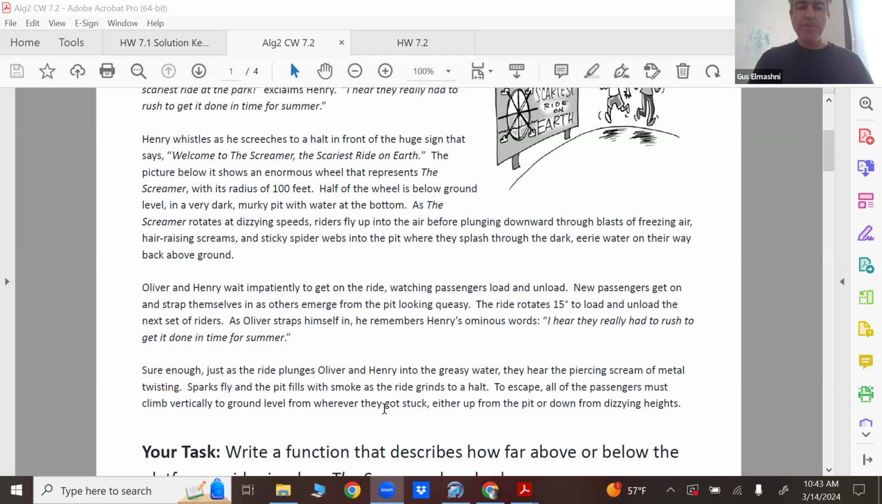Sure enough, just as the ride plunges Oliver and Henry into the greasy water, they hear the piercing scream of metal twisting. Sparks fly and the pit fills with smoke as the ride grinds to a halt. To escape, all the passengers must. So basically, the ride actually breaks down. Okay. So they load the passengers, and then all of a sudden you're stuck.